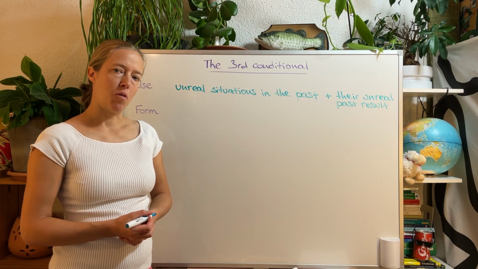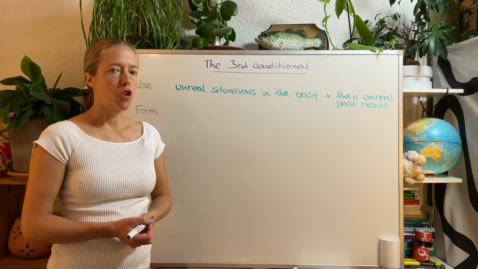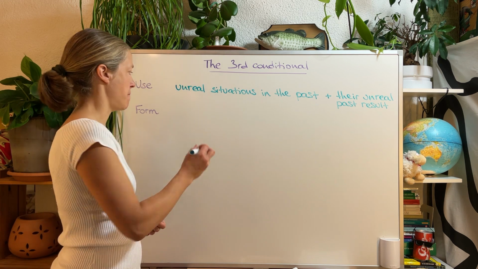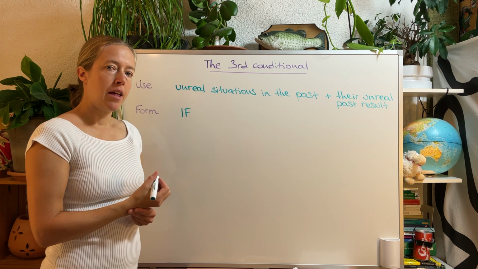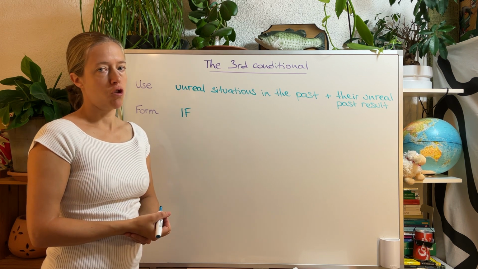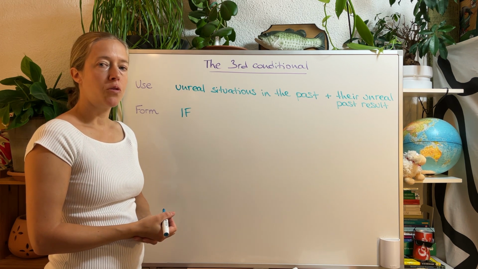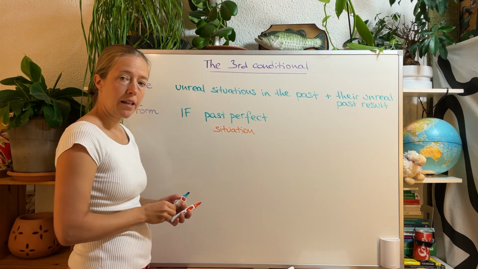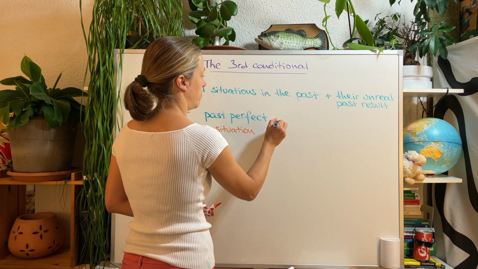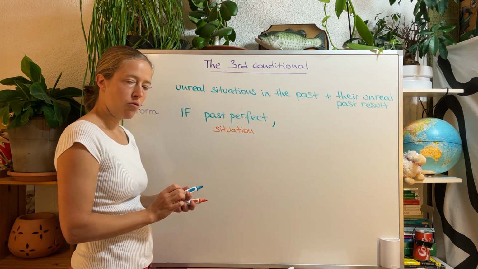Let's now look at the form. In a conditional structure, you always have if. If is followed by the situation. The situation in a third conditional structure is written using the past perfect. Then you have a comma and the result.